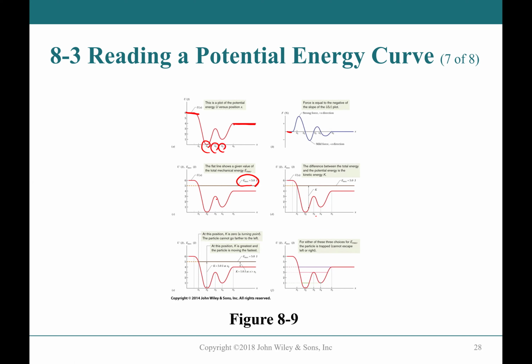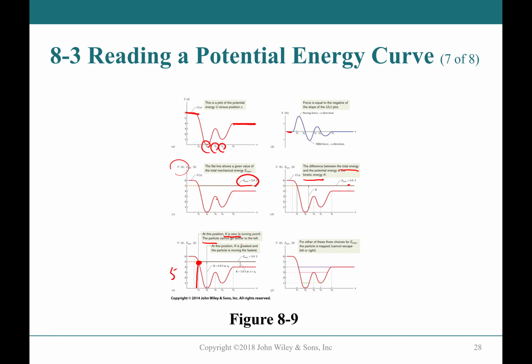And you can find out your kinetic energy. So kinetic energy will be the 5 minus the potential energy, okay? The difference between the total energy and the potential energy is your kinetic energy. And you can also find out where your kinetic energy goes to 0. So at this point, kinetic energy is 0 because your potential energy is 5.